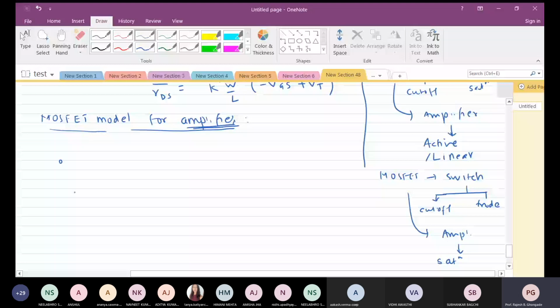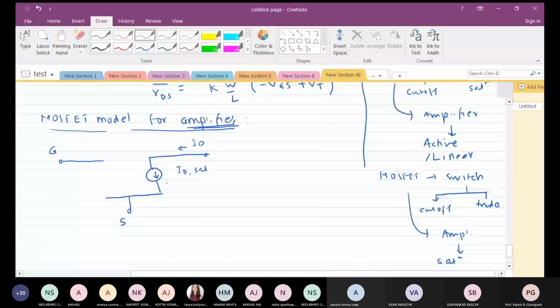Remember always when we talk about MOSFET, specifically at lower frequencies, the gate is always going to be shown as an open terminal. And then this is your source. And then we have, again, the large signal model for the amplifier as well. Here it is shown as a current source, where the drain current flows here. And this is going to be the ID SAT, that is the current in the saturation region.